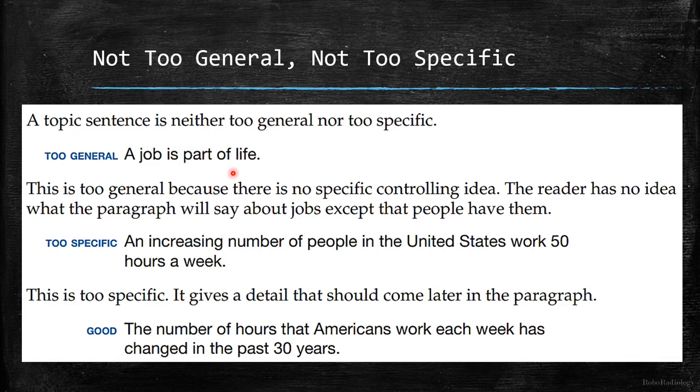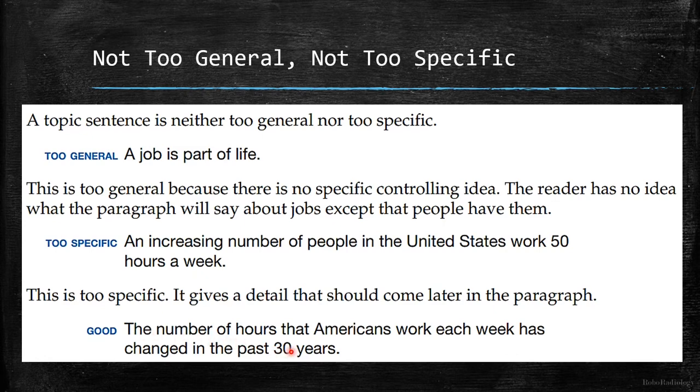Imagine me saying that I want to write a fantasy novel. Is it sci-fi? Is it historical fantasy? Is it romantic fantasy? What genre is it? It is simply too general. An increasing number of people in the United States work 50 hours a week. What can we say about this? Really nothing. It's a statistic. It can work as a supporting sentence, but not as a topic sentence.